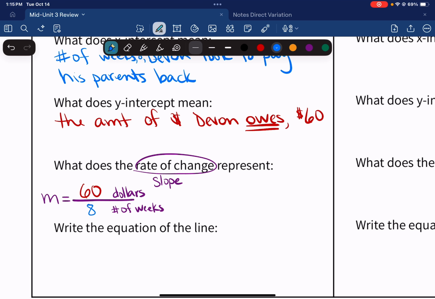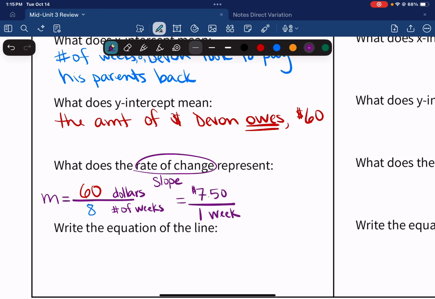So 60 divided by 8 gives us 7.5. So right here we would just say Devin pays back $7.50 per 1 week. So per week, $7.50 per week.